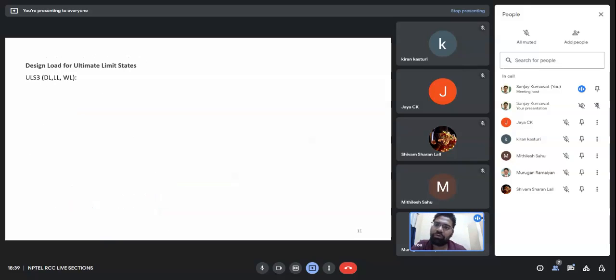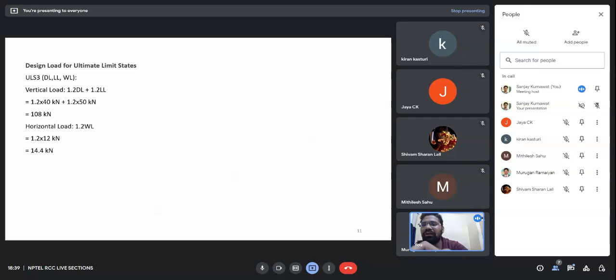Now let's move on to the third case. The third case is nothing but the combination of these three: dead load, live load, and wind load. So the load factors are 1.2 for all of them. The vertical load I have calculated separately, and the horizontal load also I have calculated separately. So you can add them both and find the load combinations for this design.